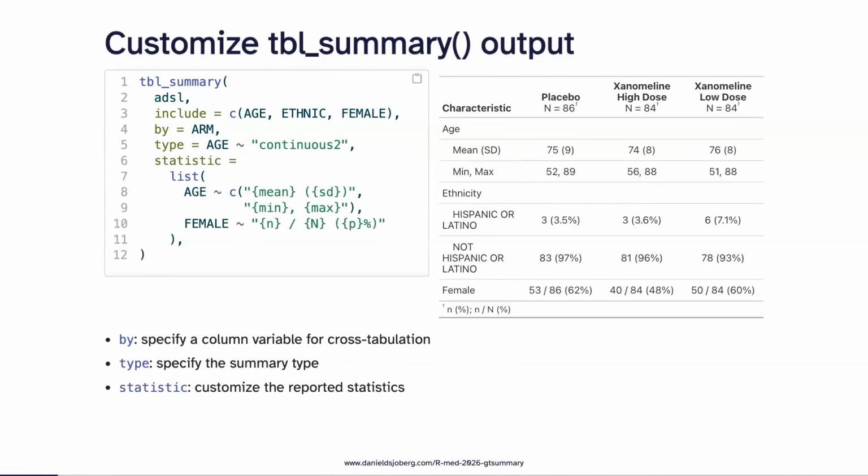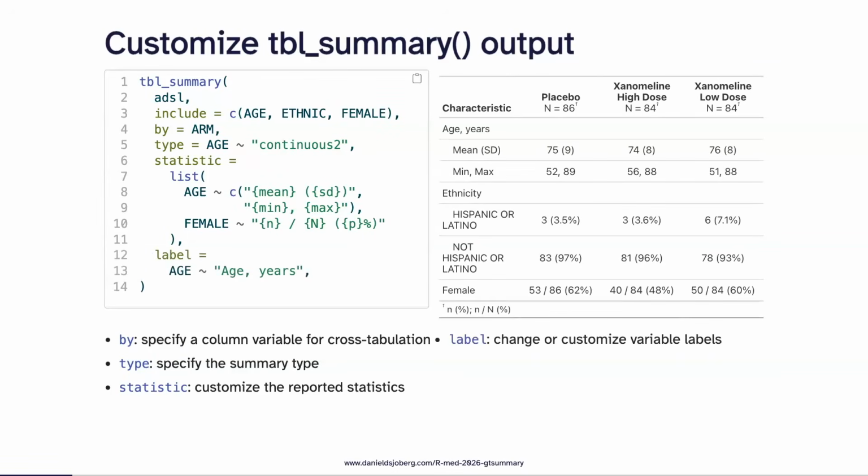But now let's change those statistics. So for age, rather than just giving me median IQR, let's pass a vector and say I want my mean and standard deviation on one row. And then in the next element of that vector, you can see min and max. And so those are the two rows you're now seeing in the table. And for female, rather than just giving me the n in the count, can you give me the n divided by the denominator and then the proportion as well? So that's how you can customize. And we'll talk a little bit more about this syntax too in the next slide.